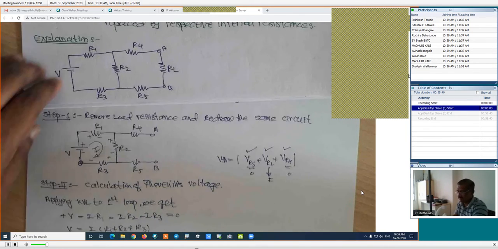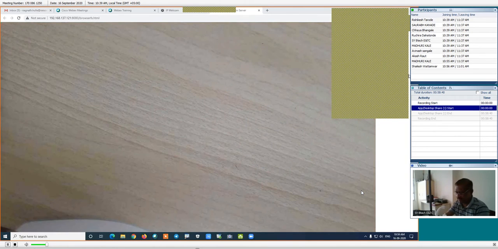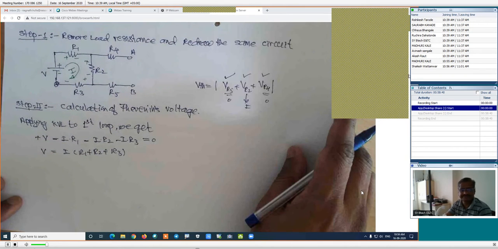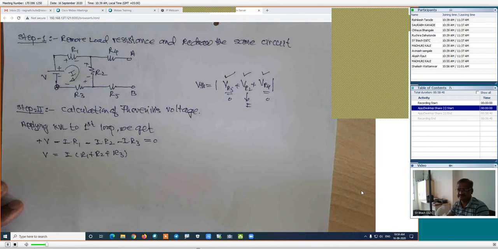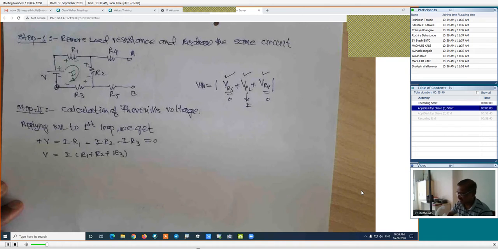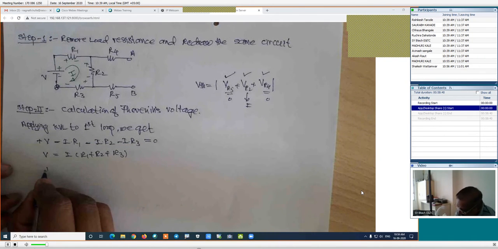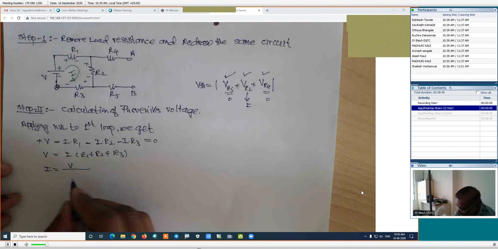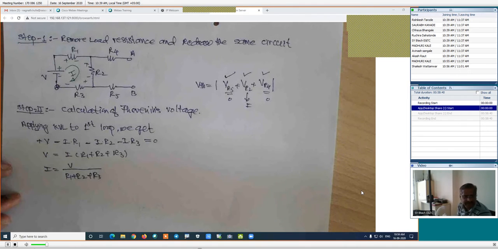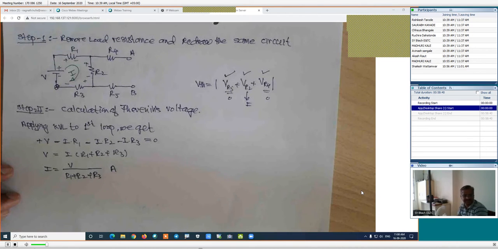This is right. Now in this case, if it is the circuit, then how is the calculation? This I is equal to V upon R1 plus R2 plus R3. If the values of the voltages and resistances are given, we are in a position to find out the value of the current, which is something amperes. This is the calculation of I.